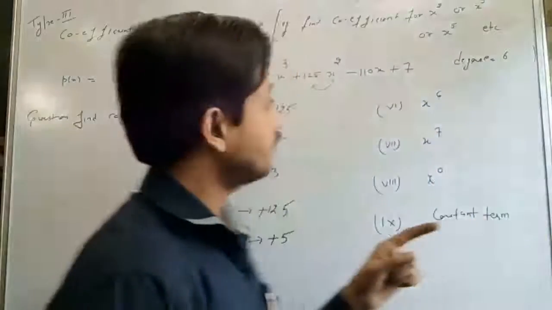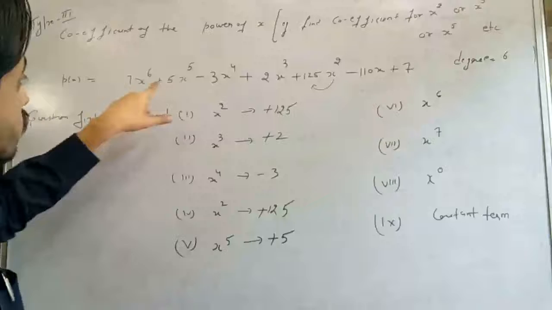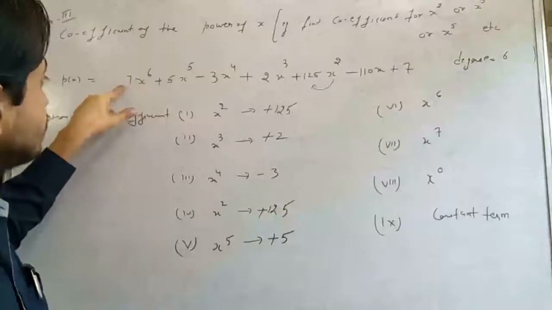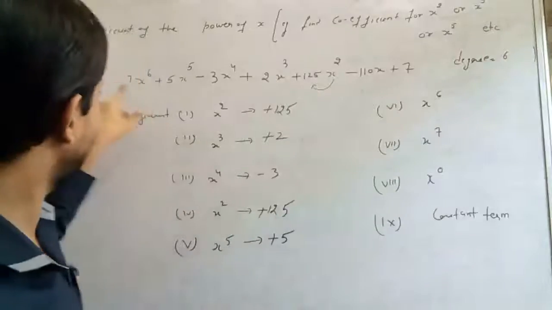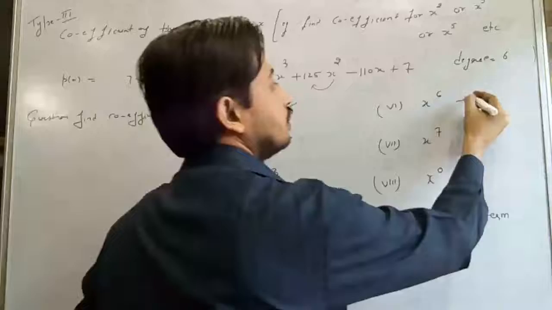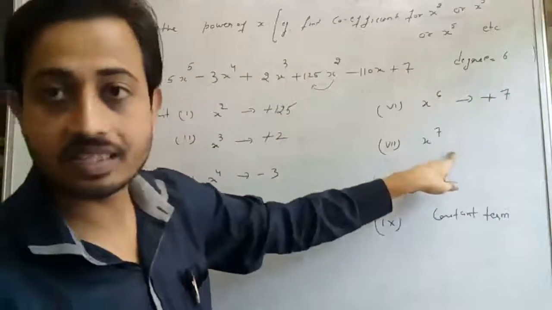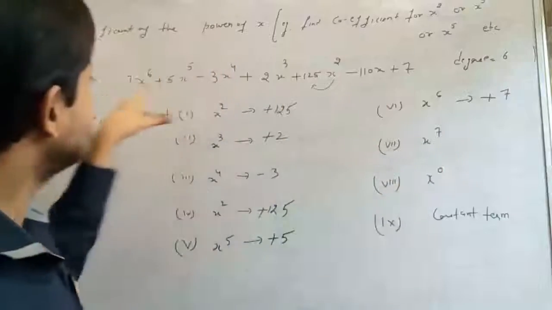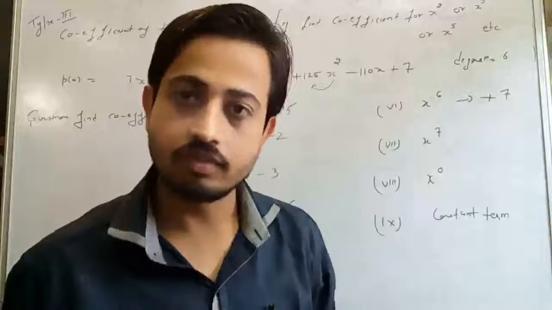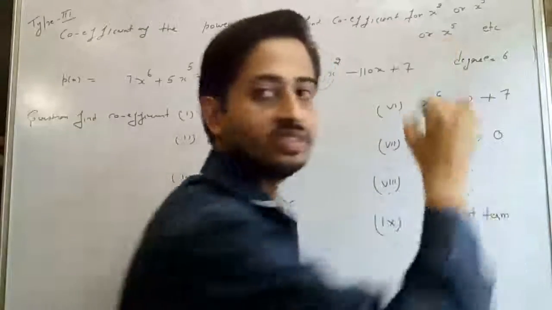Now our next part is to find the coefficient of x raised to the power 6. Where is x raised to the power 6? Here. And what's the numerical value connected with this? Plus 7, because here no sign is given, so we take it as positive. Your answer is positive 7. Now what's the coefficient of x raised to the power 7? In this there is no term x raised to the power 7, so the coefficient will be 0. So your answer is 0.